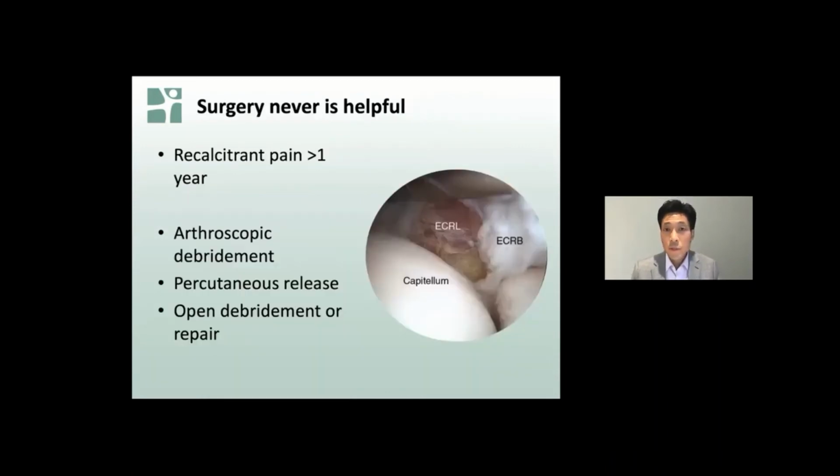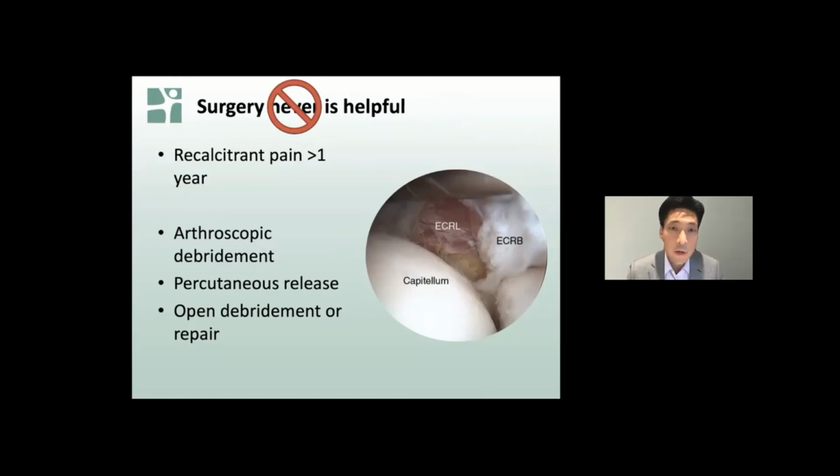Surgery never being helpful, is that true? That's also a myth. I do think that most data says you don't need surgery, but for those patients who have had pain for over a year, over 6 months, I think that's when surgery really can be considered. I don't think it's first line, but there are different ways that we do the surgery. So some of them are pretty non-invasive.